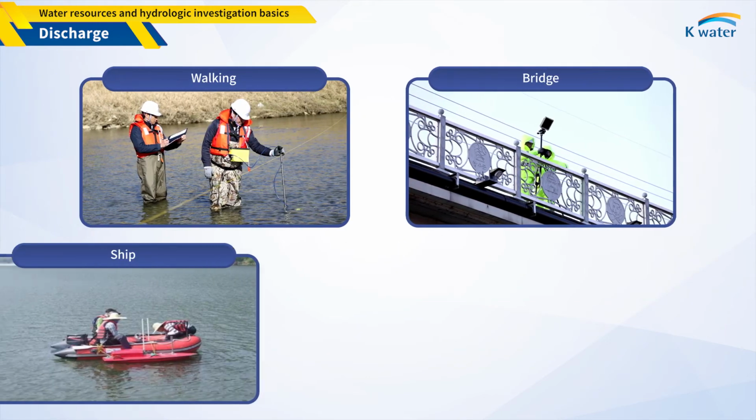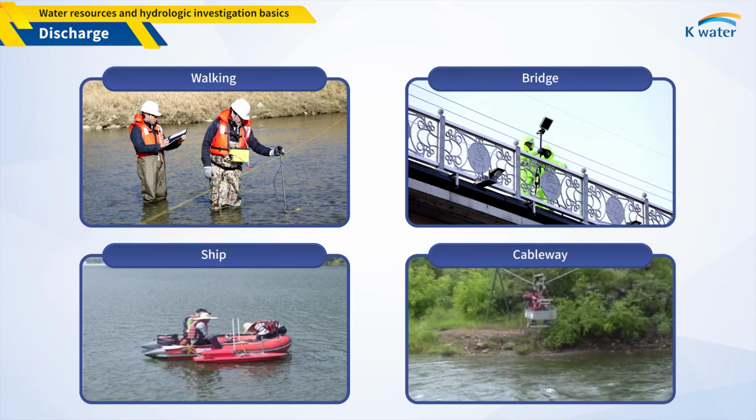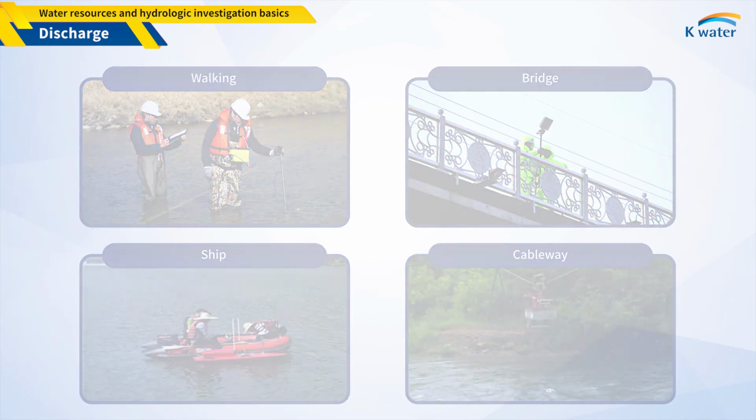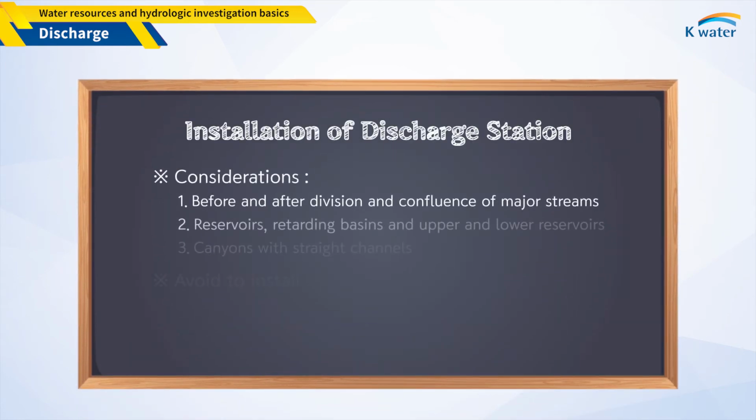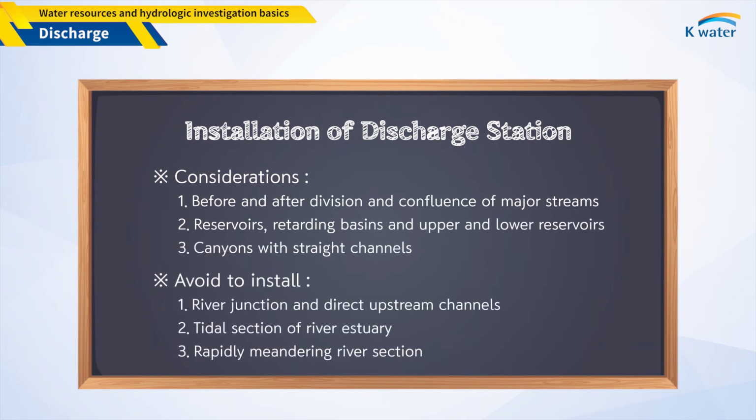Discharge can be investigated through various methods like walking, bridges, ships, and cableways. When installing discharge investigation stations, the same matters should be considered as those of water level observatory stations. The important things to remember are condition before and after division and confluence of major streams, reservoirs, retarding basins, and upper and lower reservoirs, canyons with straight channels. And the areas to avoid are river junction and direct upstream channels, tidal section of river estuary, rapid meandering river section.